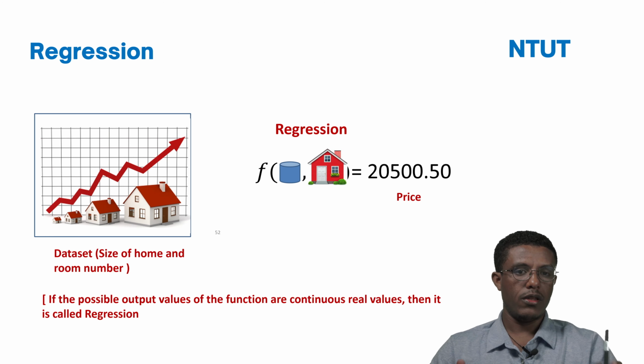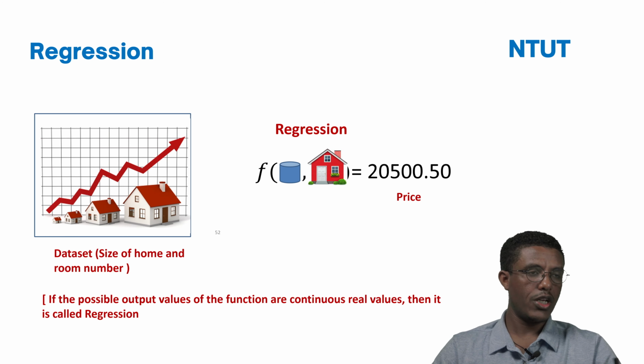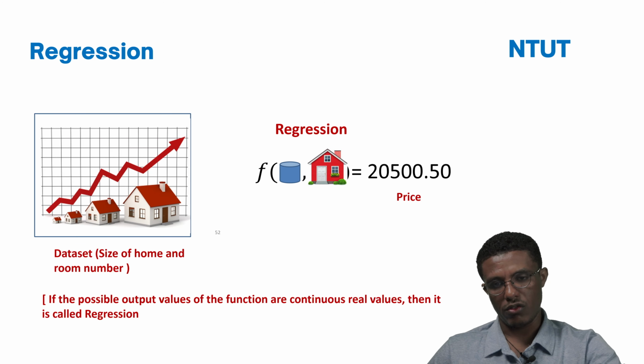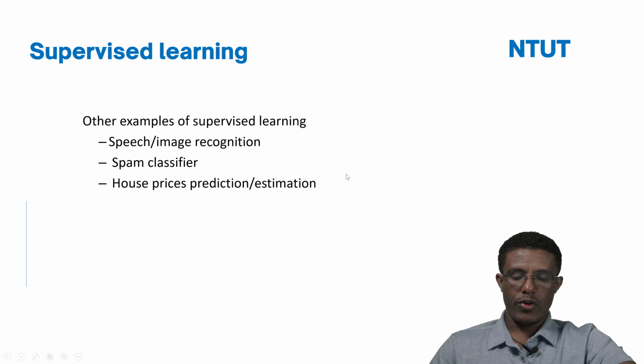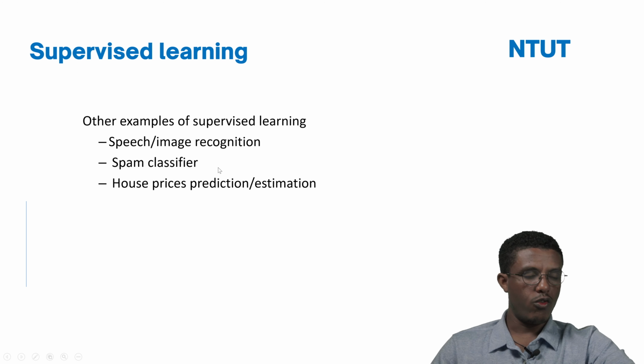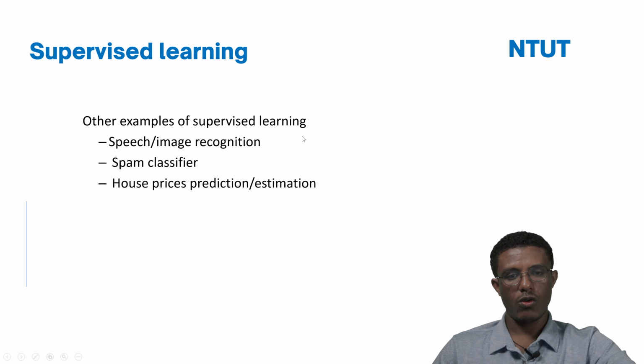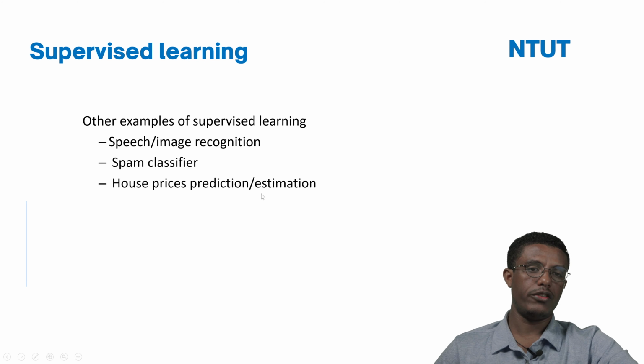After selecting supervised learning, we can also decide whether it's for classification or regression, which is another step. First we should define whether our problem is classification or regression, and then we can select the type of algorithm which fits our problem. That's called supervised learning. Examples of supervised learning include speech and image recognition, a spam classifier, and house price prediction. This is not the only one, there are other applications, this is just a sample.